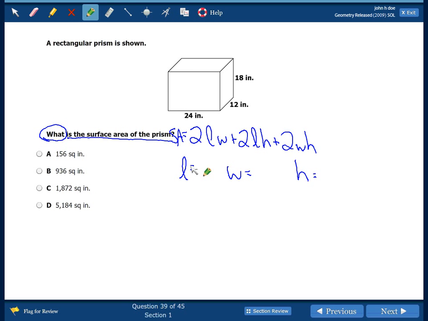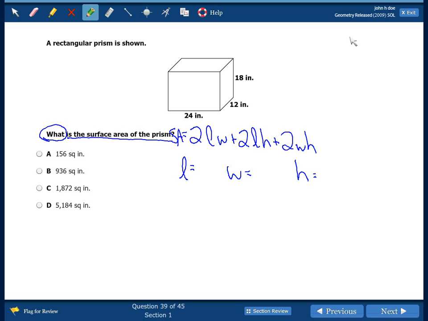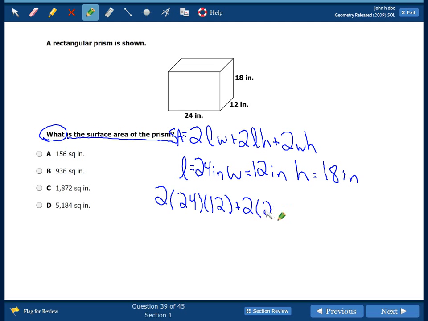So this is a pretty simple problem. We'll keep the same notation as they use. The height's probably the easiest to find. It's 18 inches. The length and the width, I guess we'll call the length 24 inches and the width 12 inches. So then we just plug it in. 2 times 24 times 12 plus 2 times 24 times 18 plus 2 times 12 times 18. So all I did was substitute L, W, and H into my problem.